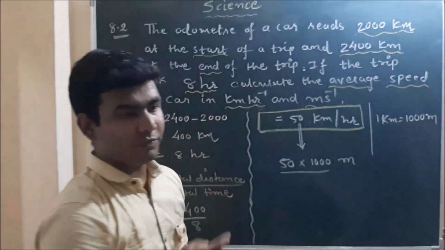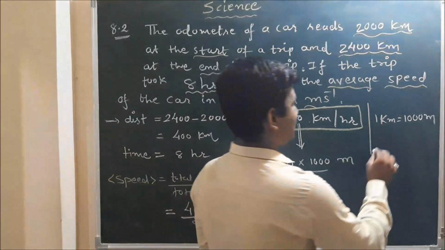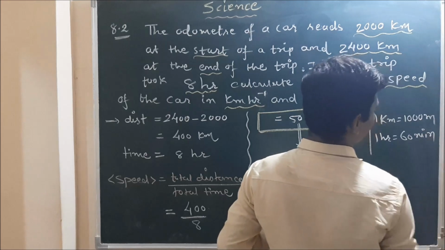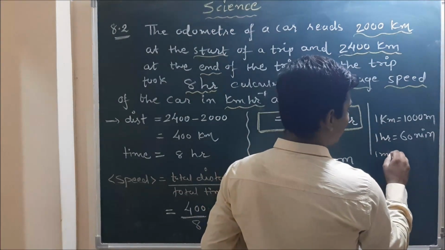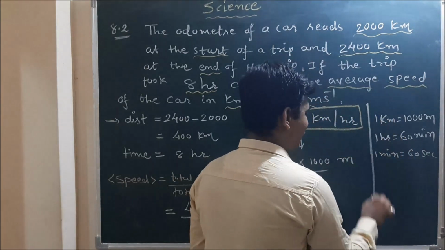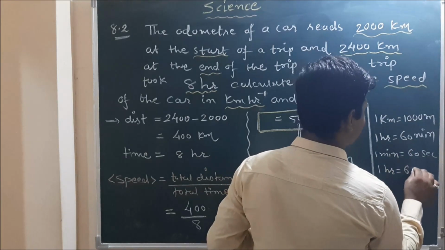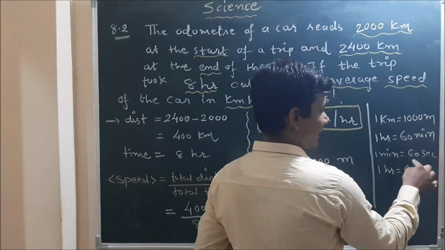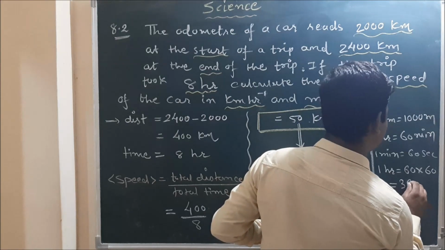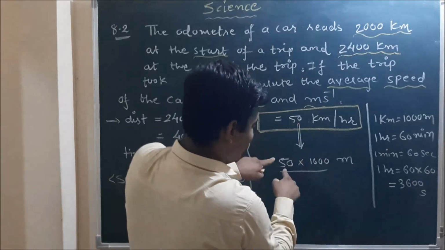Let's calculate. We know that 60 seconds means 1 minute, and 60 minutes means 1 hour. So 1 hour is equal to 60 minutes, and 1 minute is equal to 60 seconds. If we want to convert 1 hour into seconds, 1 hour is 60 minutes, and each minute contains 60 seconds. So 60 into 60, we will get 3600 seconds.